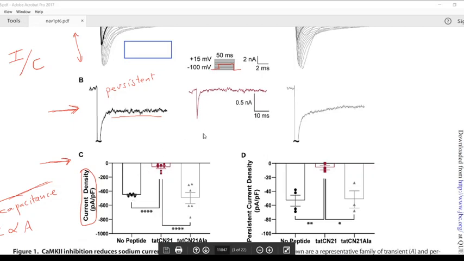And then in the middle traces, they're doing it in the presence of the CAM-K2 blocker. So basically what they're showing by looking at these traces here and the effect of the CAM-K2 blockers, they're showing that this peptide, by blocking CAM-K2, is also blocking the size of the persistent current.